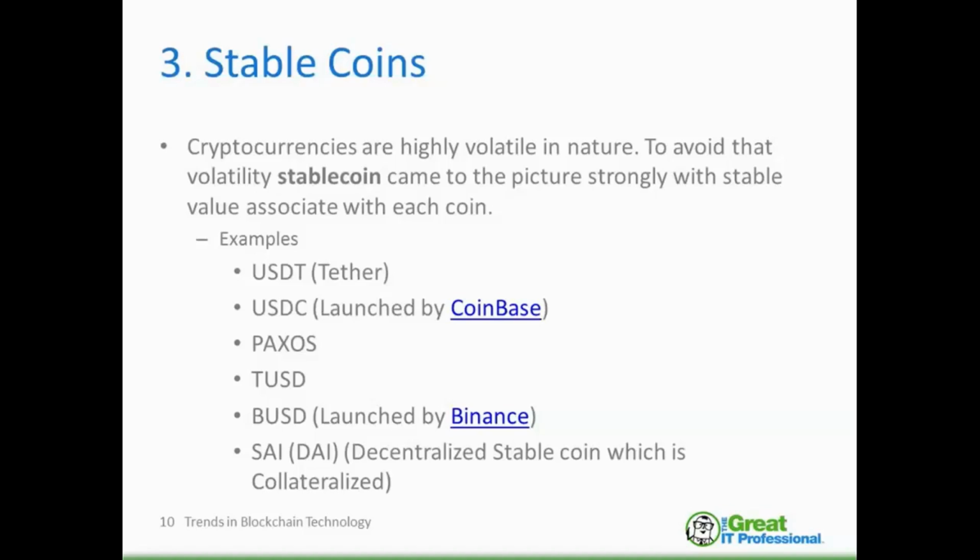So a relatively recent development in this space is the concept of stable coins. Examples are, for instance, and I'm looking at the second bullet on this page, USD Coin, launched by Coinbase. Coinbase is an exchange where you can exchange fiat with cryptocurrency. And the concept is that they created.